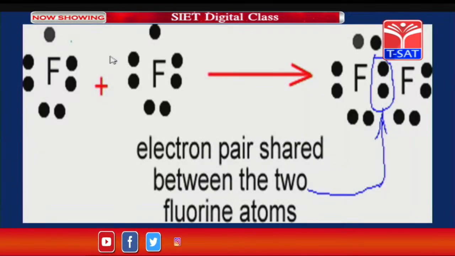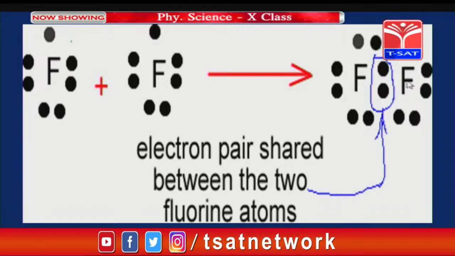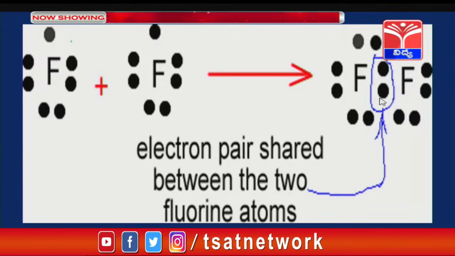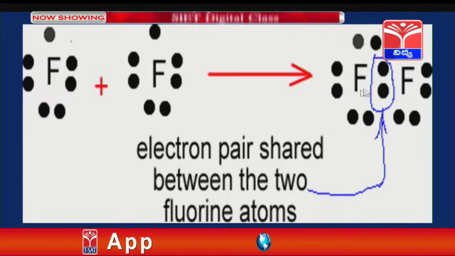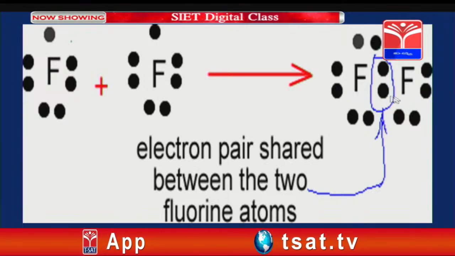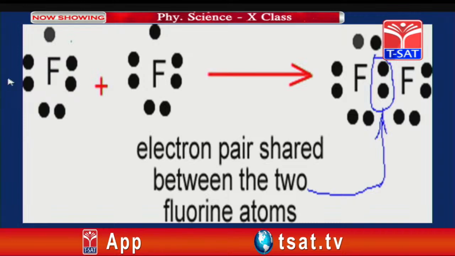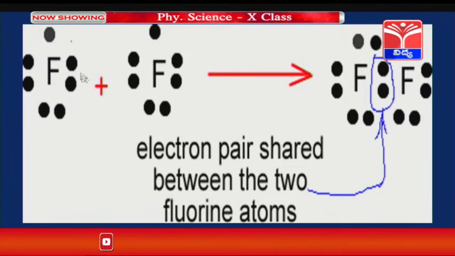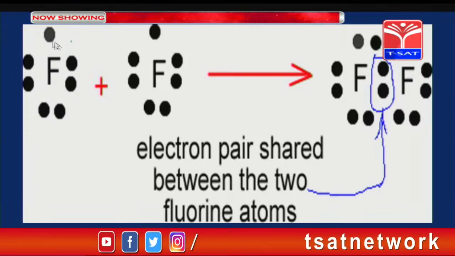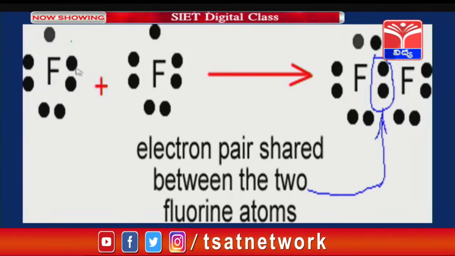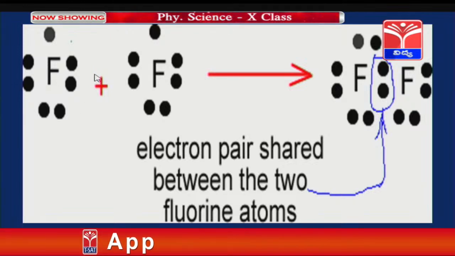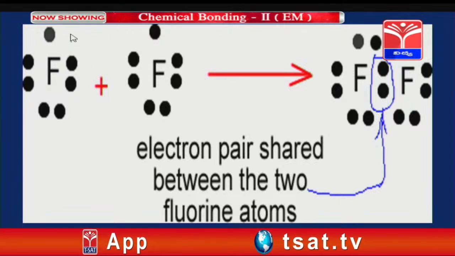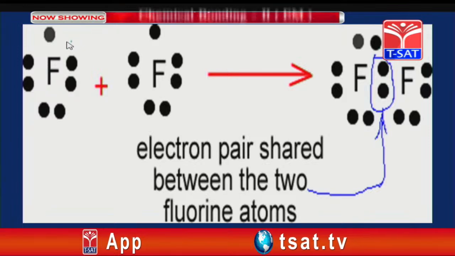So, let us start with an example, that is F2. F2 is a fluorine molecule. It is a diatomic molecule, that means it is made up of two atoms of fluorine. So, what has taken place? Let us start with the atomic number of fluorine. What is the atomic number of fluorine, children? 9. So, how many valence electrons are present in fluorine? There are 7 valence electrons. So, how many more electrons does it require to attain octet configuration?